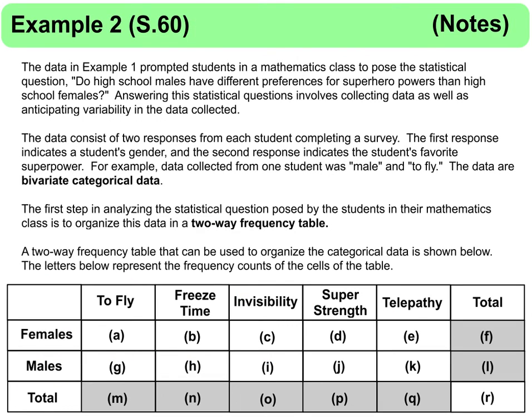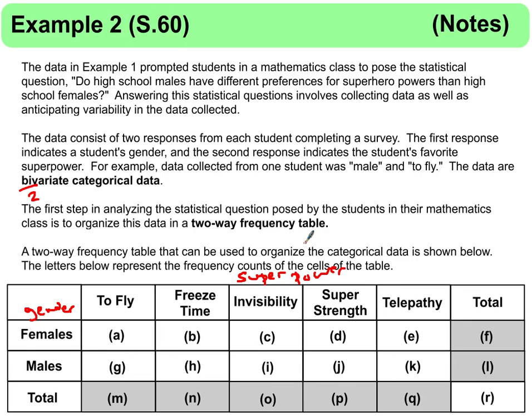So in example number 2, we introduce and start to just define this idea of bivariate categorical data. What it means to be bivariate categorical data, well, bi refers to 2. So what we are looking at here is 2 styles of data. Here we're talking about gender, so male or female, versus across the top here is the superpower. And so we're trying to compare 2 different types of data in terms of our information.